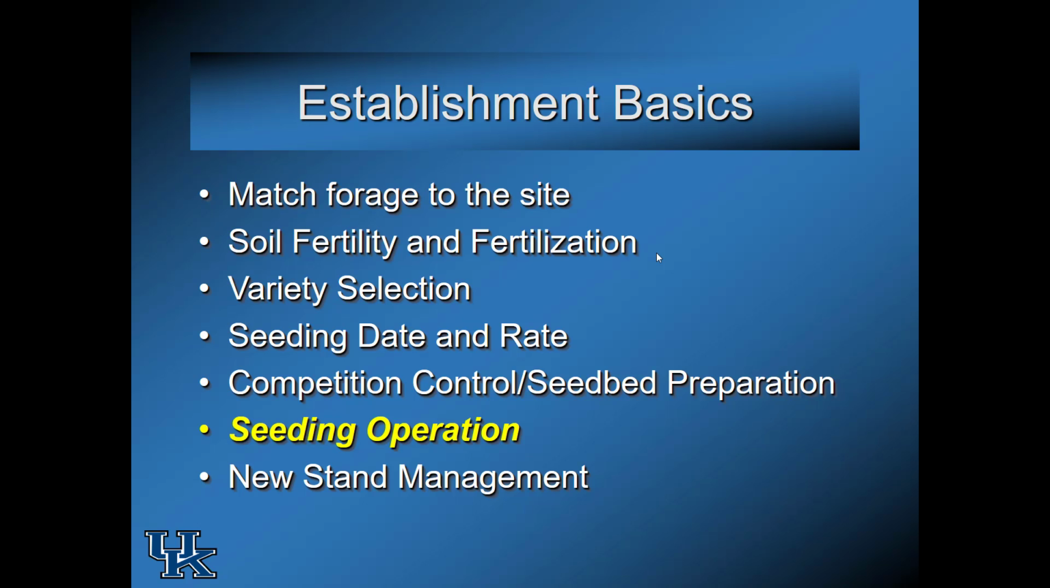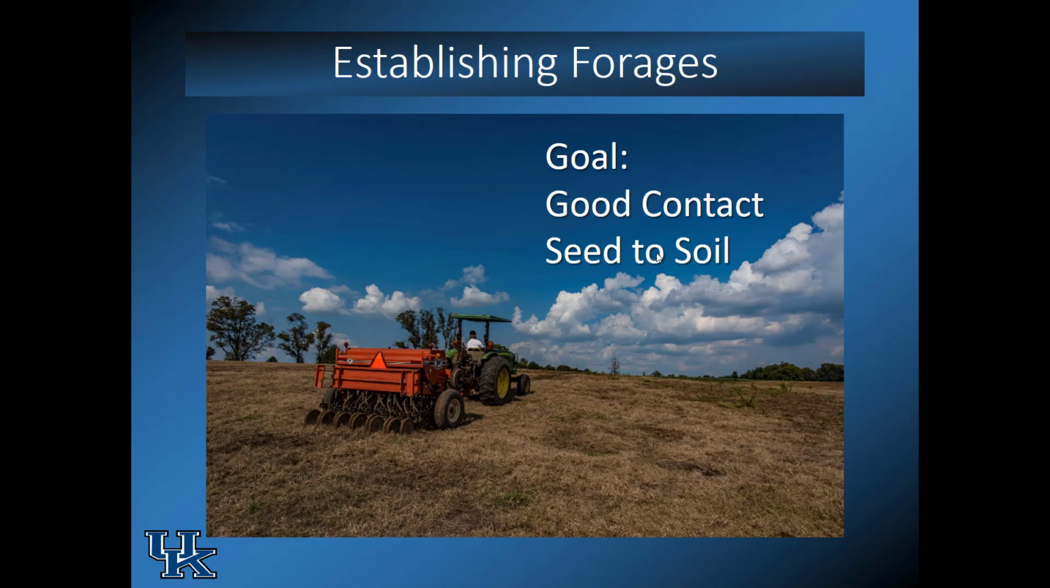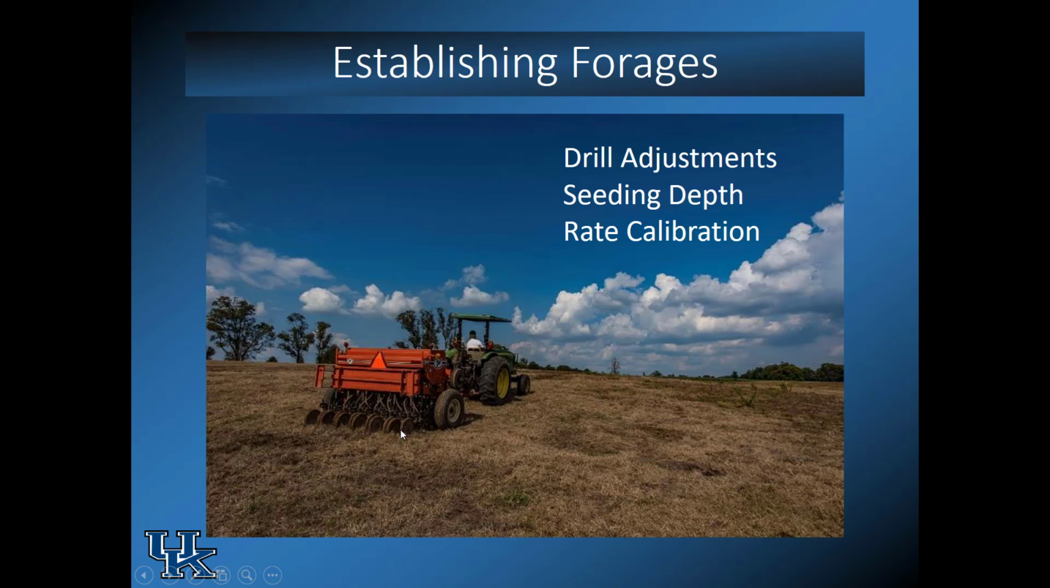So let's move on to the seeding operation. The whole goal, of course, of the seeding operation is to get good contact between the seed and the soil, and we most typically think of this with a no-till drill like this drill seen here. It's important that we understand the drill adjustments that have to be made in order to get the depth right and to calibrate the drill. Those are going to be in the manual, and I would strongly suggest that you familiarize yourself with the manual before getting the drill. Unless you own the drill, most of the time it's a rental situation or a borrowed piece of equipment, and so it takes a little while for you to figure out how to adjust the drill, the depth, and the calibration.